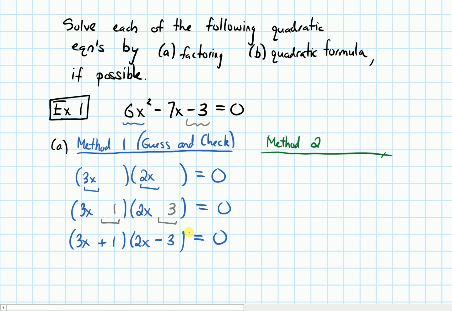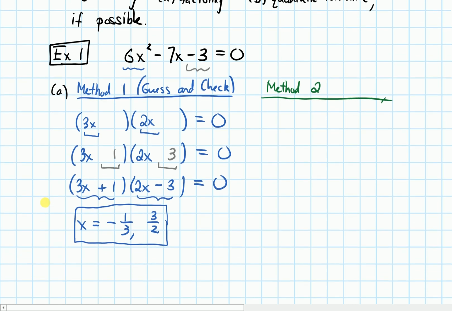And once it's factored and it's equal to 0, I can go ahead and set each of these parentheses equal to 0. So either this one equals 0 or this one equals 0. When the first parentheses equals 0, I will get x equals -1/3. And when I set what's inside the second parentheses equal to 0, we'll get x is 3/2. And those are our answers. Again, I might have to play around with my guesses a little bit before I get the right one, but nonetheless, here we are. We end up with this.